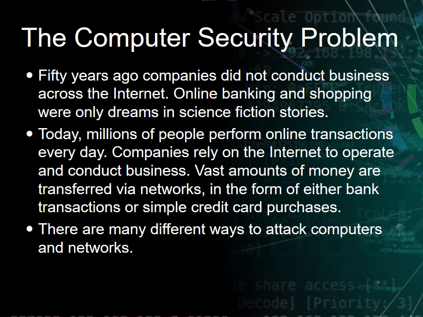So, 50 years ago, companies did not conduct business across the internet. Online banking and shopping were only dreams and science fiction stories. But today, millions of people perform online transactions every day. Companies rely on the internet to operate and conduct business, and vast amounts of money are transferred via networks, in the form of either bank transactions or simple credit card purchases. There are many different ways to attack computers on a network.